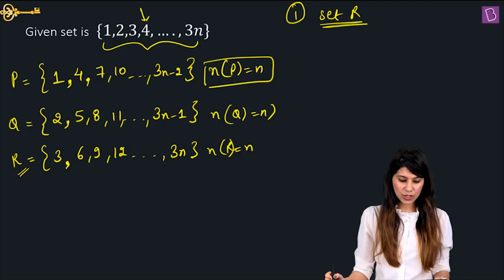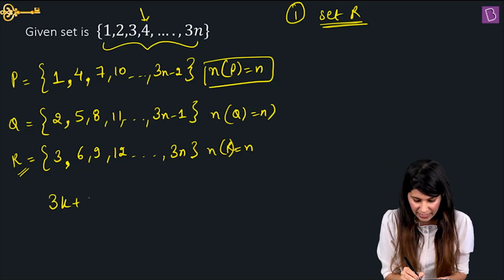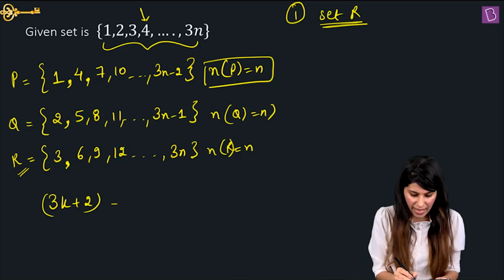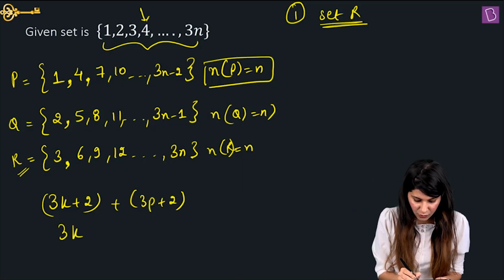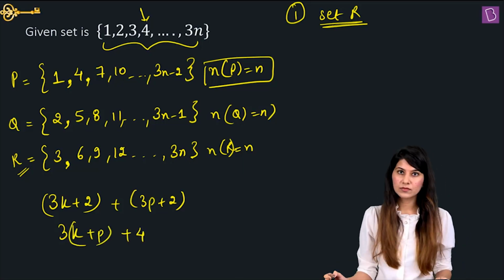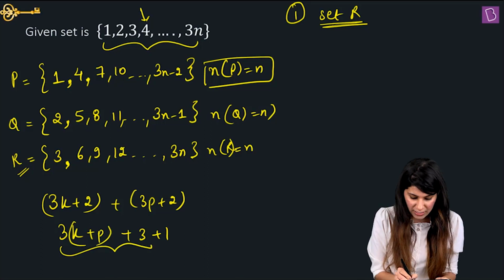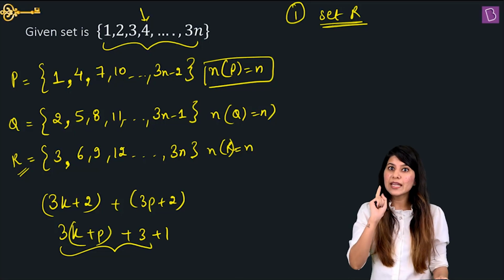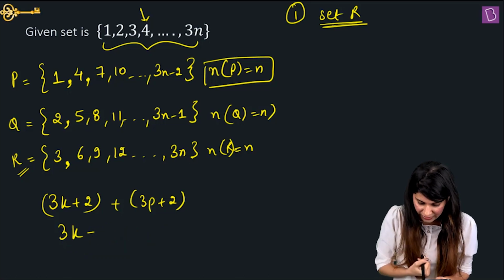Set Q has remainder 2, so the numbers are of the form 3k plus 2 and 3p plus 2. Isn't it? 2 is the remainder. Adding them, 3k plus 2 and 3p plus 2 gives 3(k plus p) plus 4. And this 4 is what? 3 plus 1. So this portion is divisible by 3, but 1 is not divisible by 3. That means if you pick both the numbers from set Q, you will get 1 as the remainder. That is a bad idea. We want 0 as the remainder. So that is rejected.